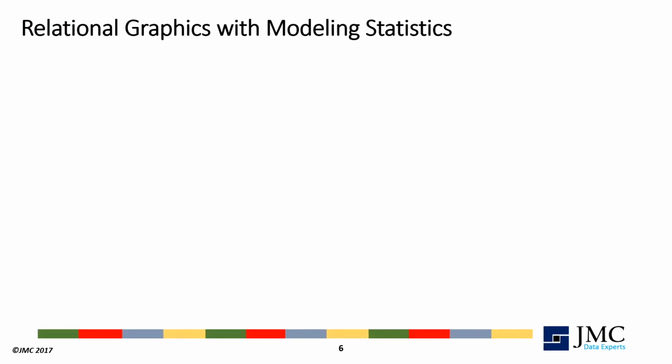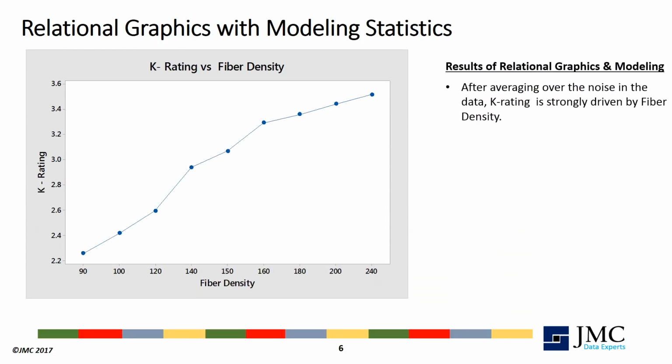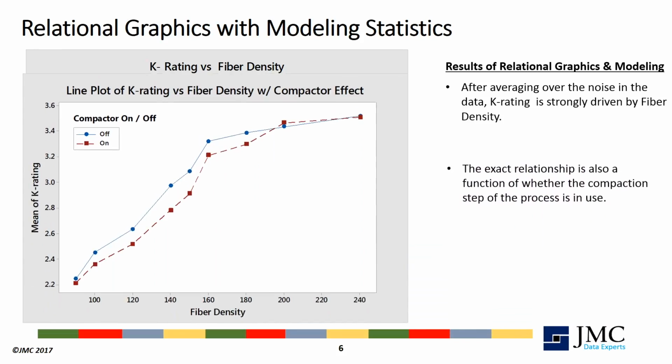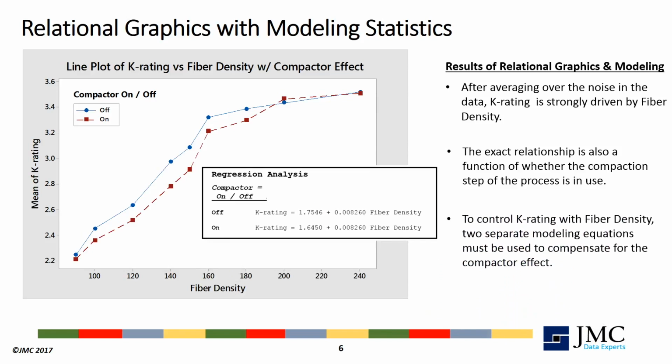Relational graphics and modeling are key to visualizing and quantifying the relationships in your data. A line plot of K rating versus fiber density takes our correlation results one step further by showing the size and strength of the relationship. By grouping the data, we see that a compaction step in the process also affects the relationship. To accurately predict K rating as a function of fiber density, compaction must be included in the model. This leads to 2 equations to describe the relationship.